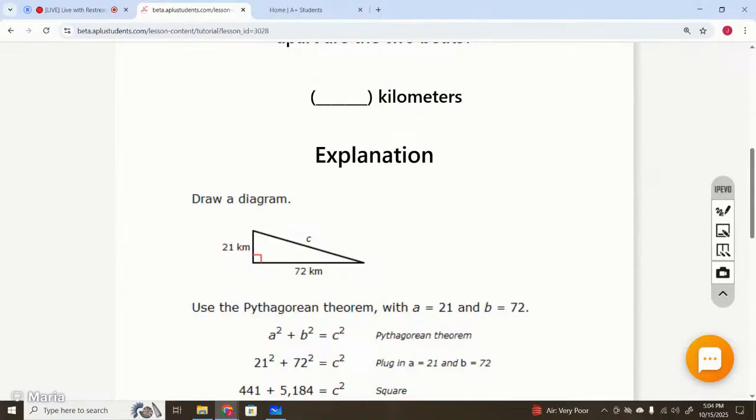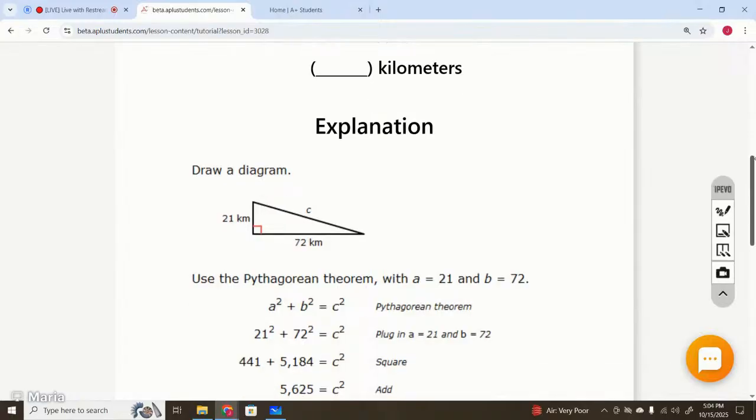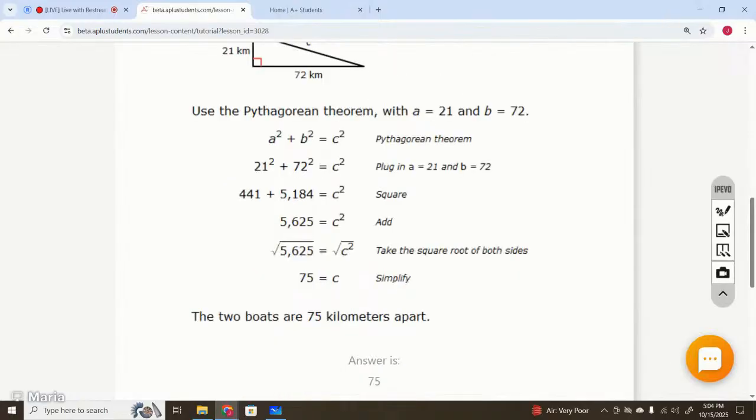So, that is c square is equal to a square plus b square. A is 21, b is 72. So, that is c square equals 441 plus 5184. So, the correct option is c equals 35.